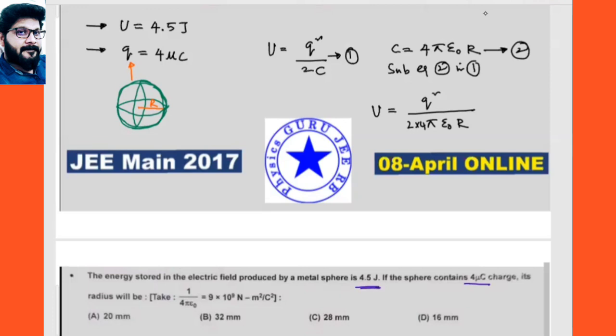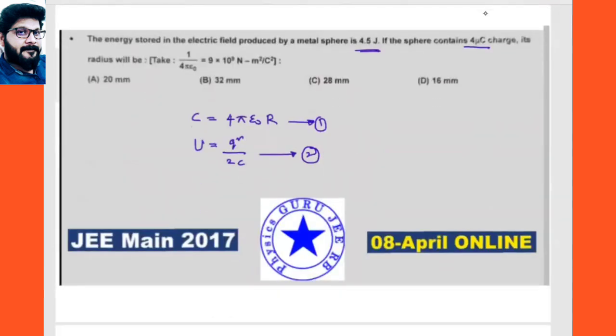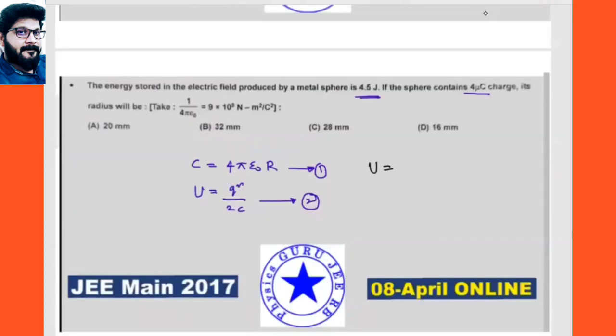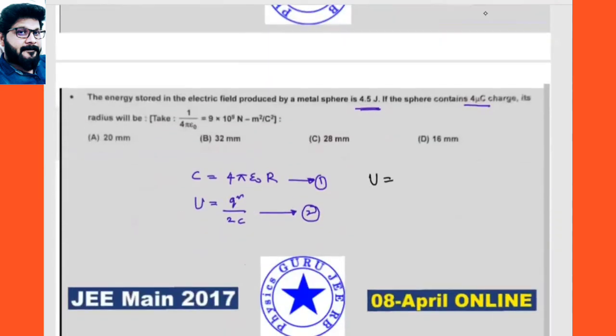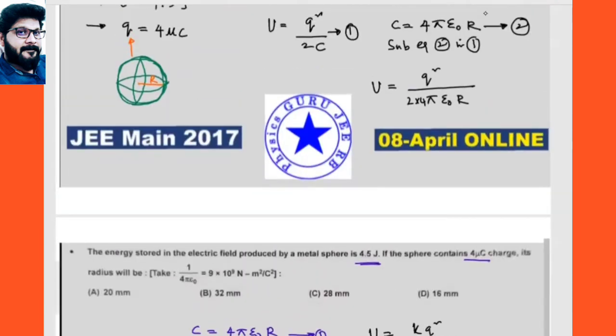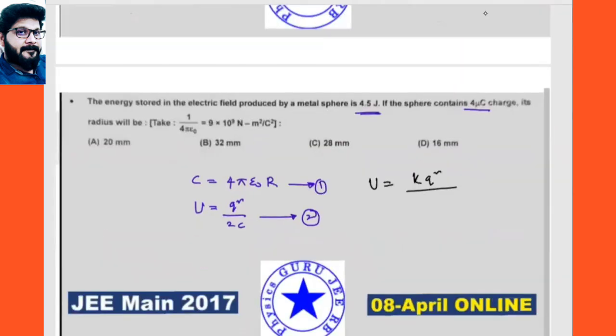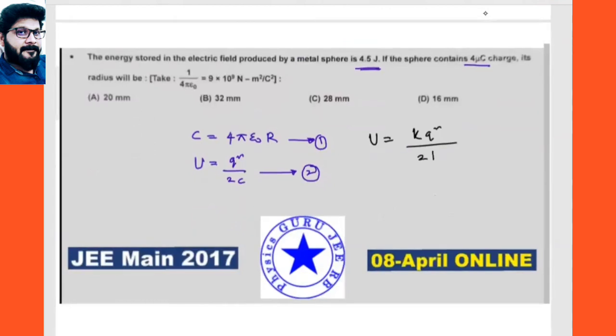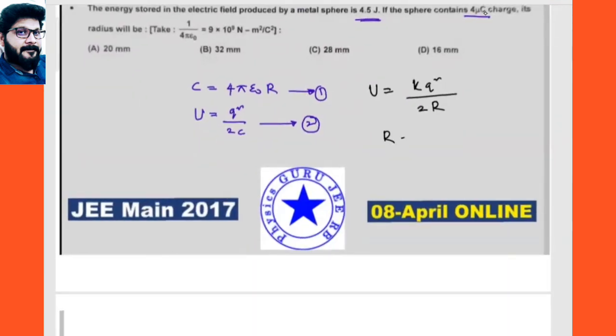Fine. Now I can write U equal to 1 by 4 pi epsilon naught into Q square divided by 2R. So 1 by 4 pi epsilon naught, I am writing as K, giving K Q square divided by 2R. Hope this is clear. Now what we require is R equals K Q square divided by 2U, the radius required. K we already know the value of, so simply substitute the values.